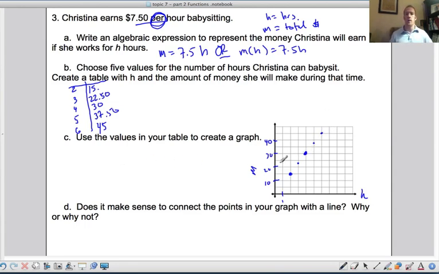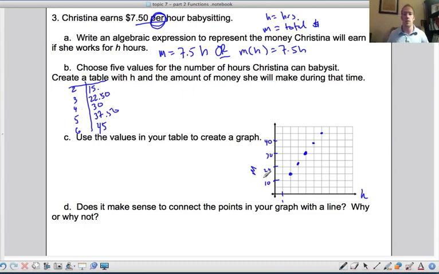All right, so we made our graph. Does it make sense to connect all the points in your graph with a line? Why or why not? Well, there's a couple legitimate answers here. You can almost say yes or no. Yes, it does make sense in the fact that she could work any amount of time and technically be owed any certain amount of money. Although chances are with babysitting, you're not going to get paid for working 3 hours, 27 minutes, and 14 seconds, right? They're going to round it to maybe the nearest half hour.